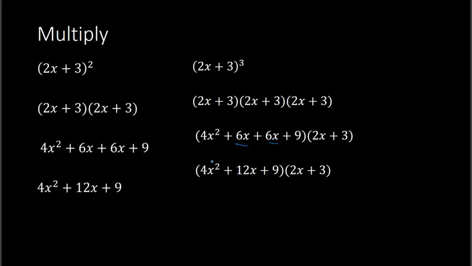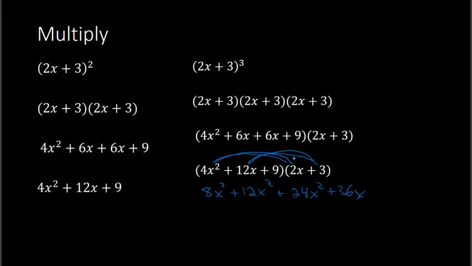So I distribute the 4x squared to both terms. So 4x squared times 2x, I have 4 times 2, which is 8. X squared times x gives me x to the third power. And then I do 4x squared times 3, which gives me 4 times 3, which is 12, and then x squared. Okay, now I do the same thing with the 12x. 12x times 2x would be 24, and then x squared. And then 12x times 3 would be 36x.